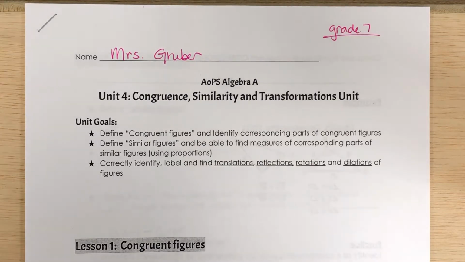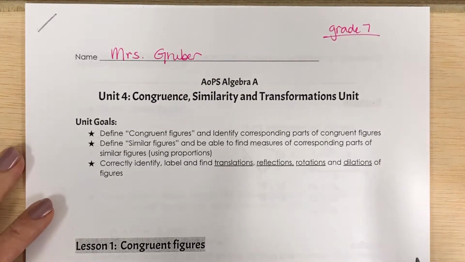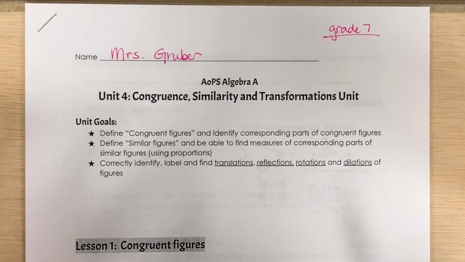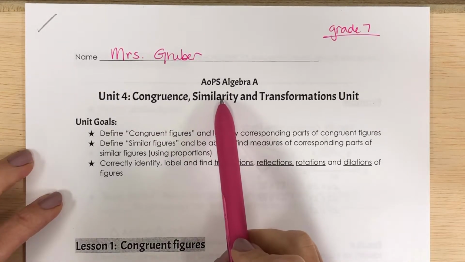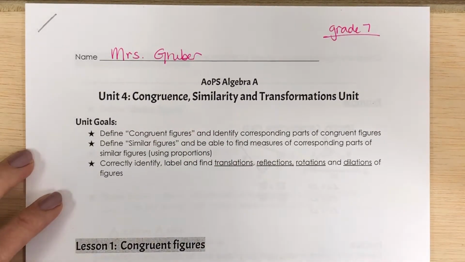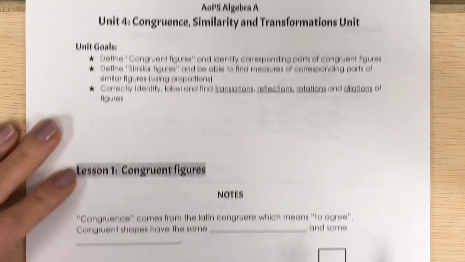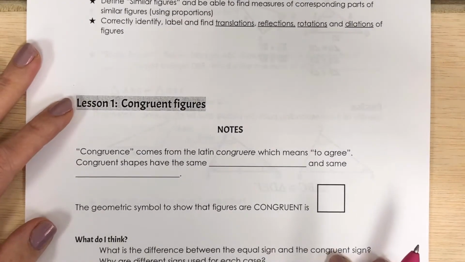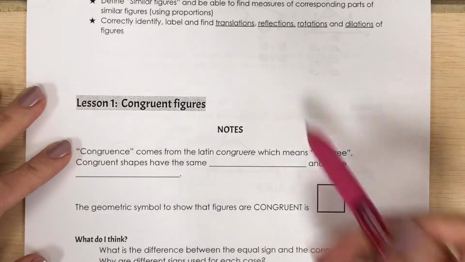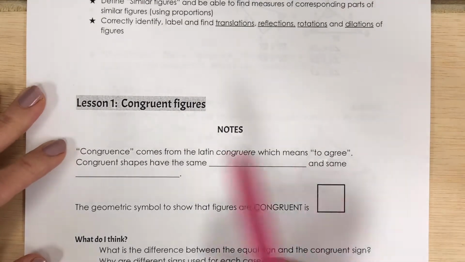Right, welcome to our Unit 4, which is a little bit with geometry as well: congruence, similarity, and our transformations unit. But we're first going to start with congruence and similarity of geometric objects. So lesson 1, we're going to start with congruent figures. Let's go ahead and fill in these notes.